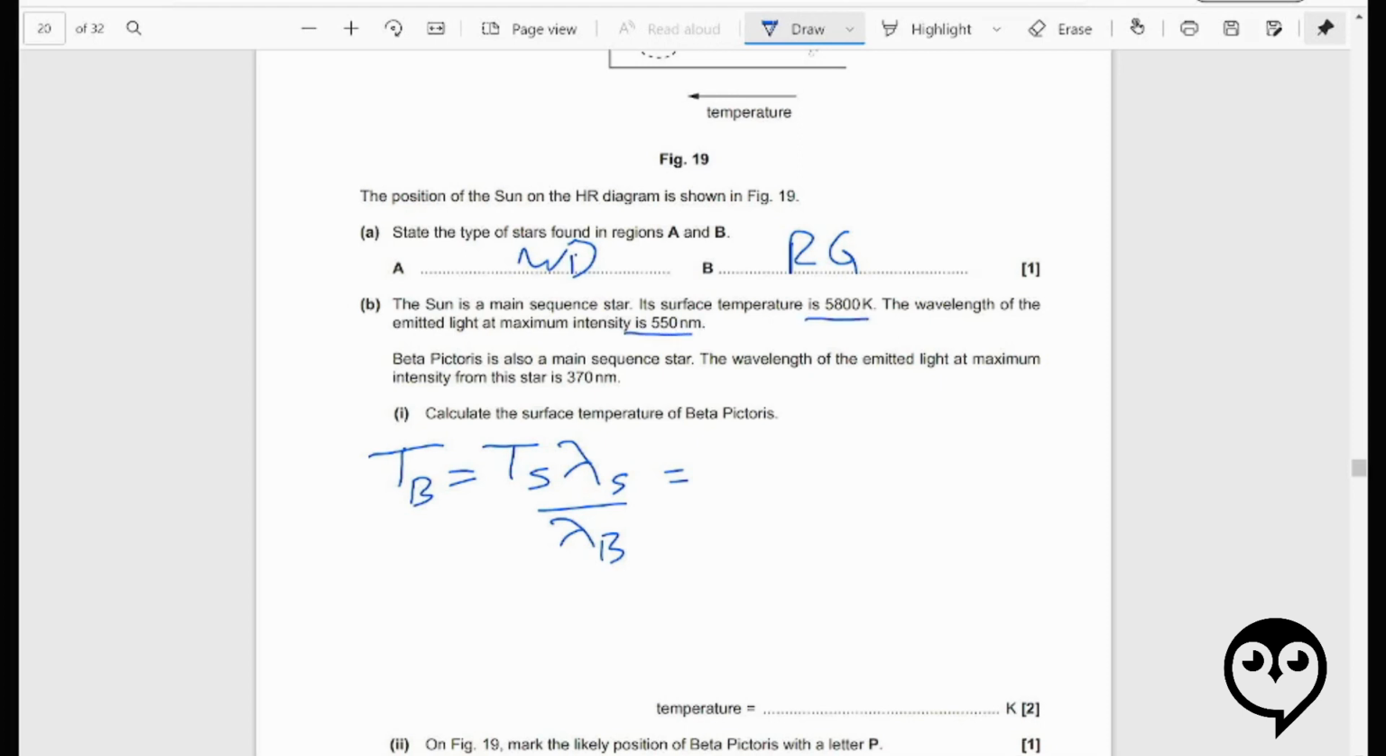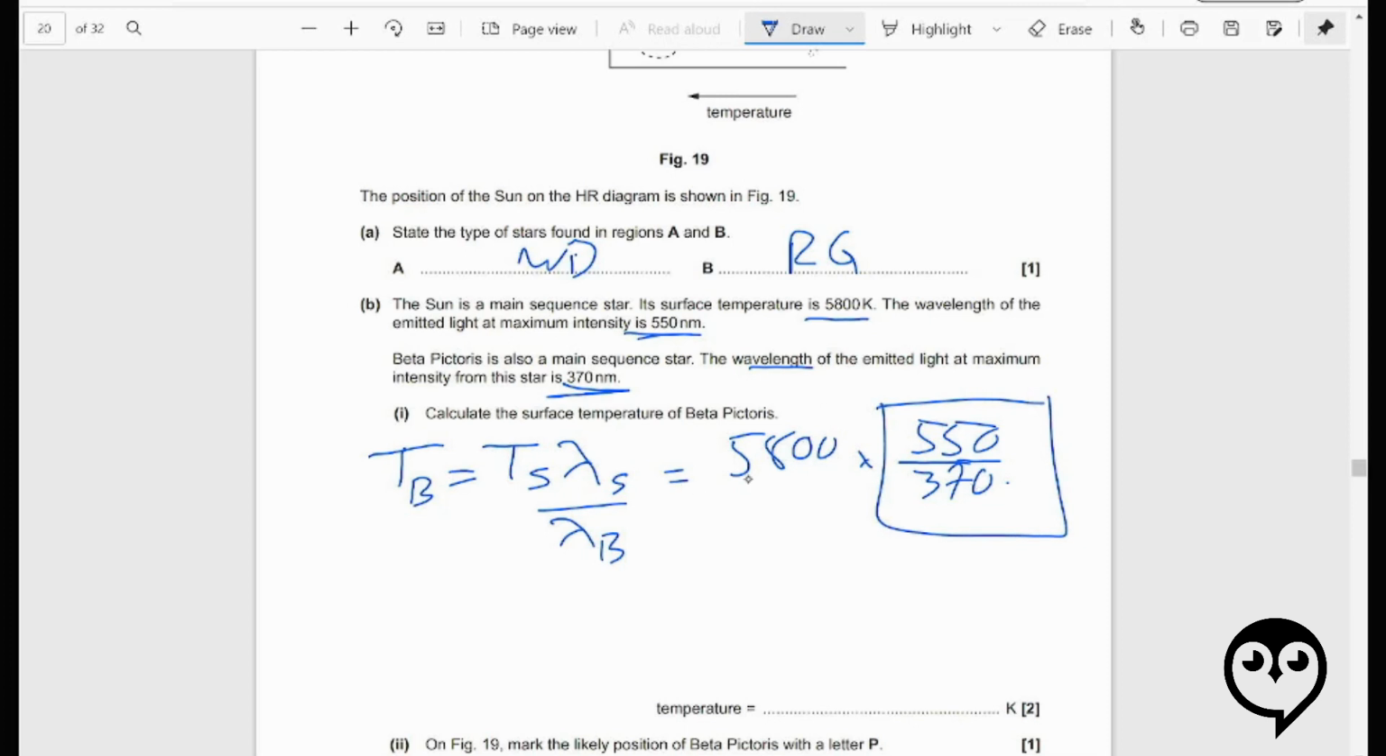Oh, we already know what kind of question this is going to be. Beta Pictoris has a maximum wavelength there. Calculate the surface temperature. Okay, now if we know that the yellow sun here is 550 nanometers, we see here that this is a shorter wavelength. So I'm thinking that's going to be more towards the blue. And because this ratio here is greater than 1, we know the temperature will be hotter. Yeah, I got a temperature of 8,221 or maybe 222 Kelvin.